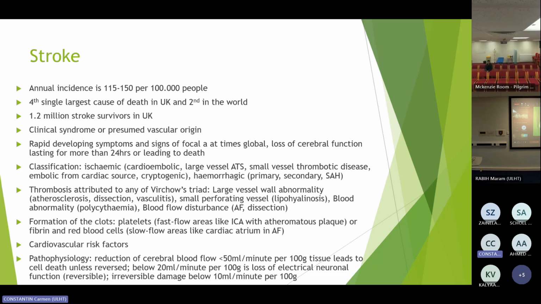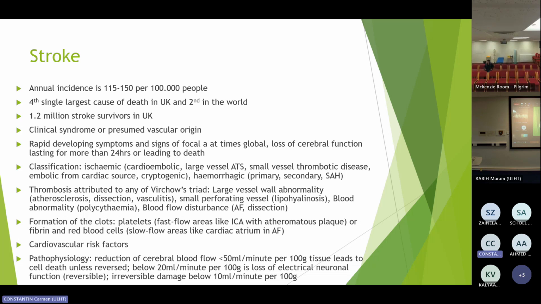In ischemic stroke, thrombosis is actually relying a lot on the so-known Virchow triad, as you know: the large vessel wall abnormality in atherosclerosis, in dissection, in vasculitis, small perforating vessels due to lipohyalinosis, and blood abnormality, as you know, polycythemia. And yes, blood flow disturbance like AF could be another mechanism.